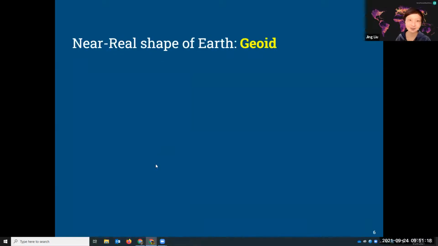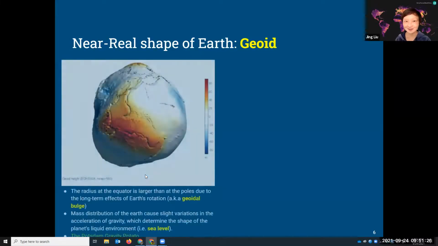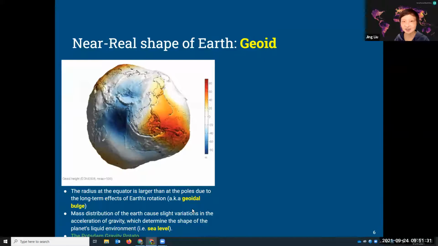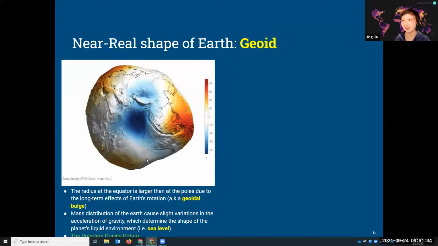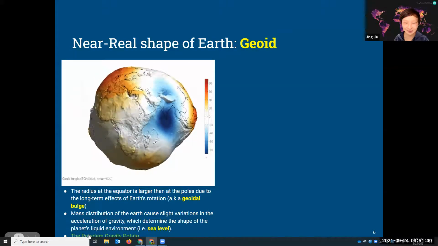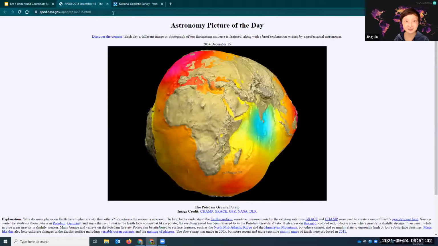All right, so let's start from geoid. What is geoid? Basically, that is the real shape of the Earth. If I ask you the real shape of the Earth, people say it's round, it's a ball. Actually, it's not a ball. People call it an ugly potato. It's like a potato, and people named it the Potsdam gravity potato. Here it looks like this, based on December 15th, 2014. Based on the gravity distribution, the Earth's real shape is actually like this.